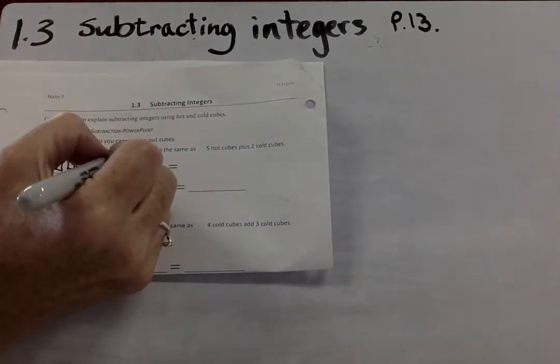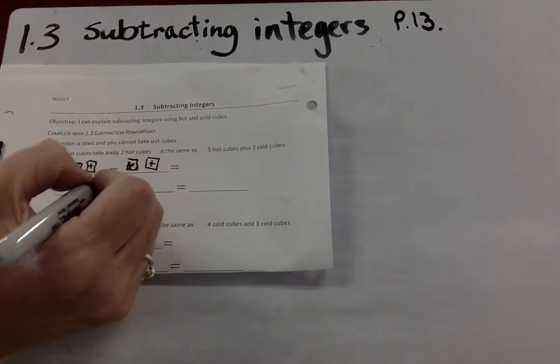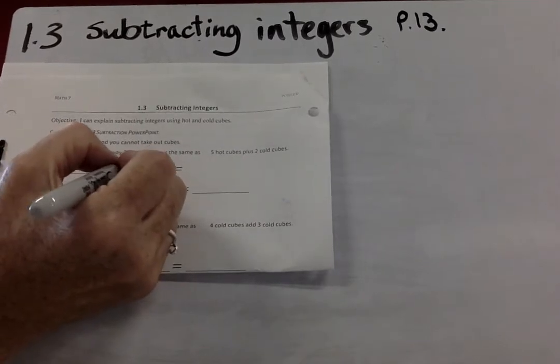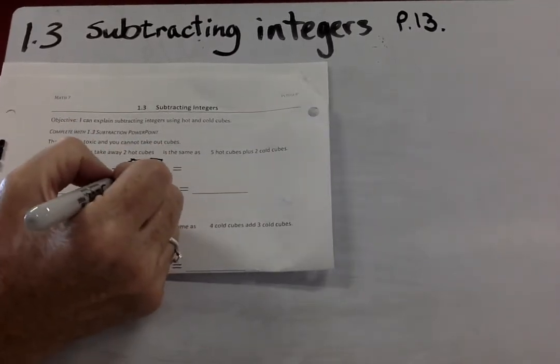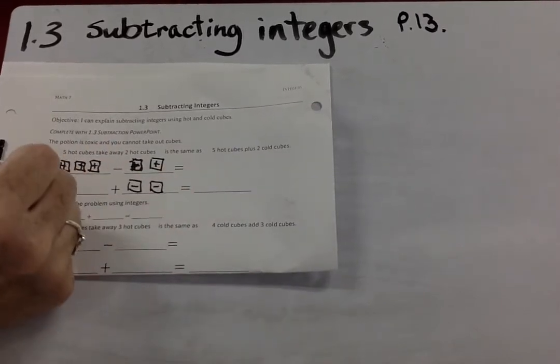No, we're subtracting 2 hot cubes. Sorry. So if we're taking away that, we're going to add 2 cold cubes. Okay?